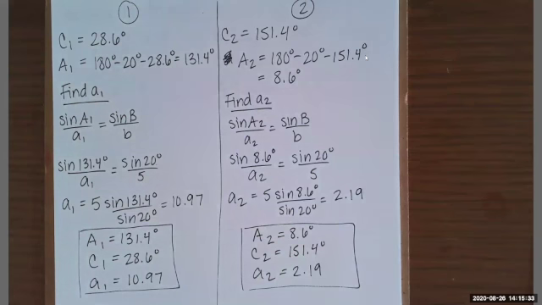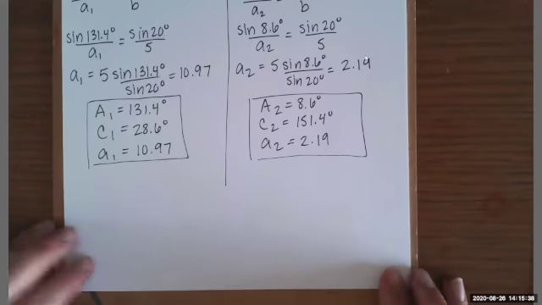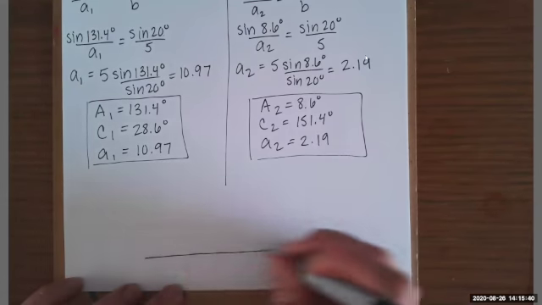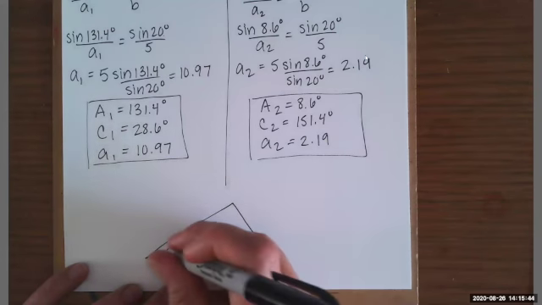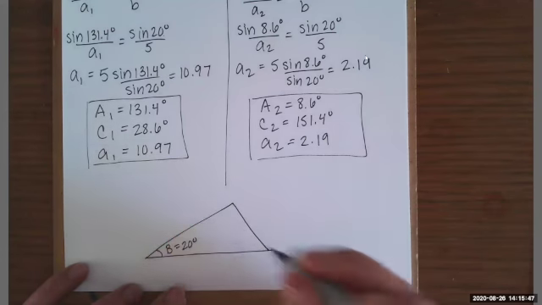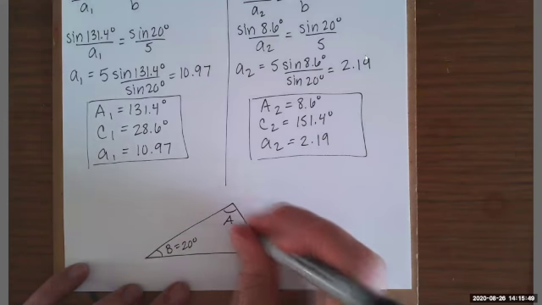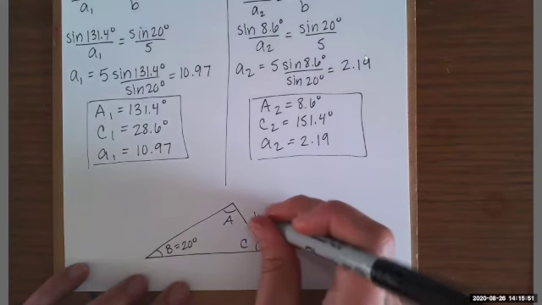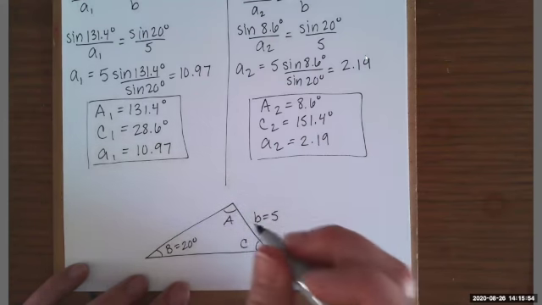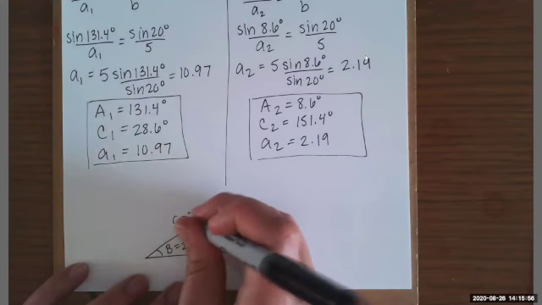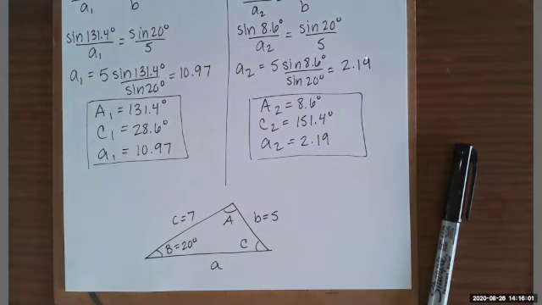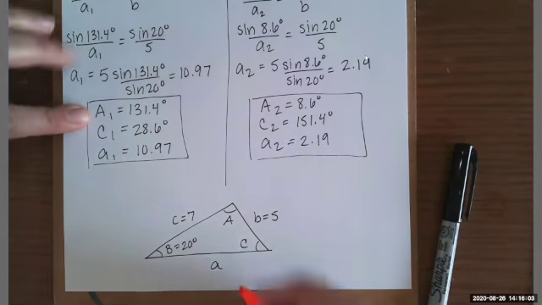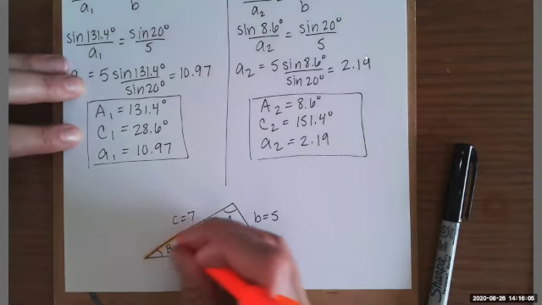So let's take a look at our picture and see how this actually worked out. So the original picture that we were given looked something like this. We had that angle B was 20, angle A we didn't know, angle C we didn't know. We had that B is 5 and C is 7. Okay, so our first solution with A being 131.4 looks like this.